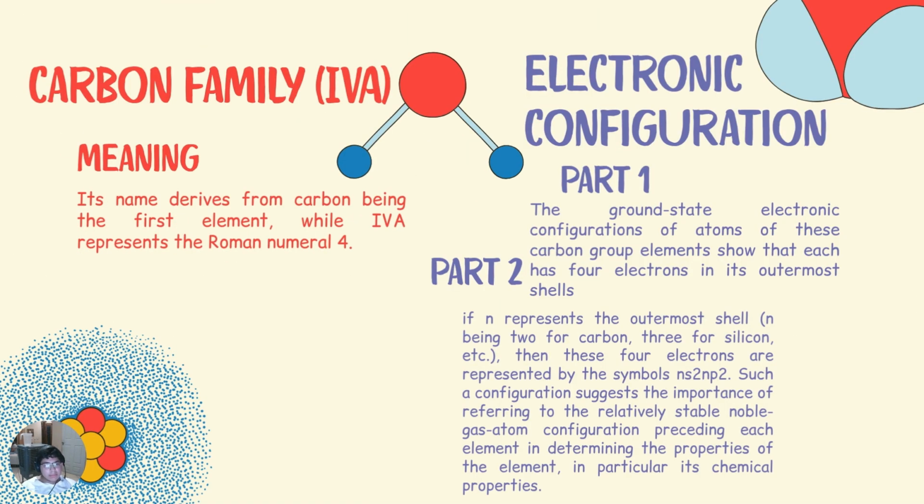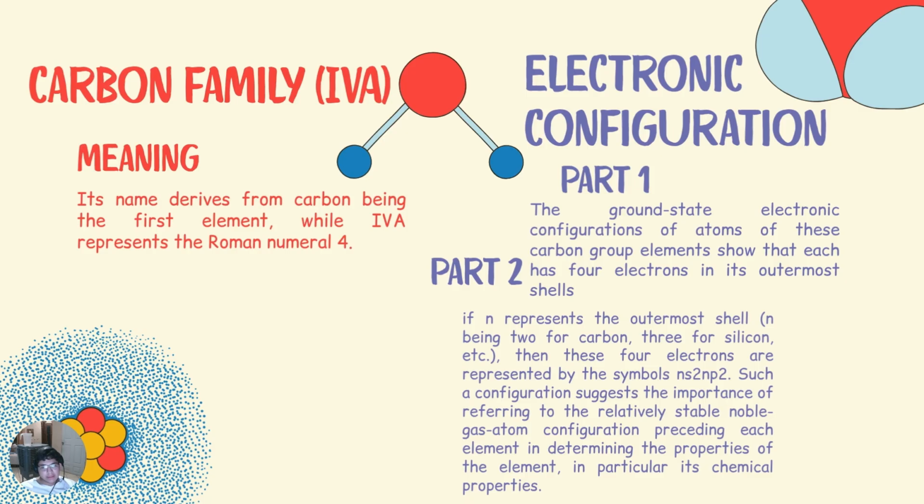Carbon family. The meaning of carbon family is that its name comes from carbon, its beginning, the first element of its family. The 4A represents the Roman number 4. The electronic configuration of this family is around 4 electrons in the outermost shell, beginning with carbon and ending with silicon.